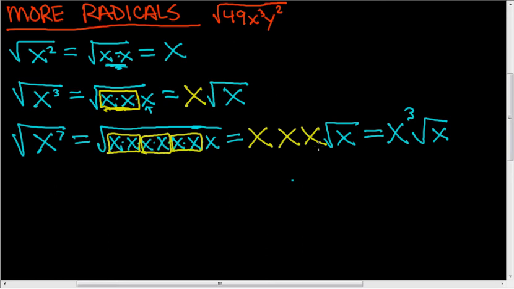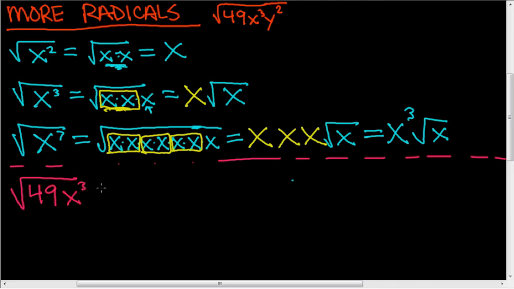Let's try this with, what if I had some regular numbers mixed in? So let's say I have, like our example up here, what if I had the square root of 49 x to the power 3? Well, let's do it in pieces. Or how about I just break it up? 49 is 7 times 7. X to the power 3 is x times x times x.